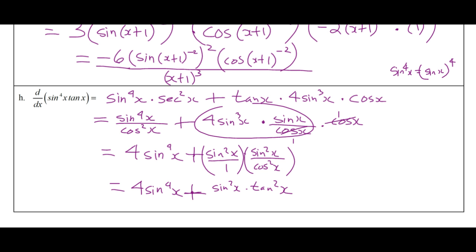At this point, you could factor a sine squared out of both of these. So it could become sine squared x, 4 sine squared x, plus tan squared x. Tan squared could be replaced by, what's tan squared? Is it like 1 plus secant squared or something? So further manipulation, right?